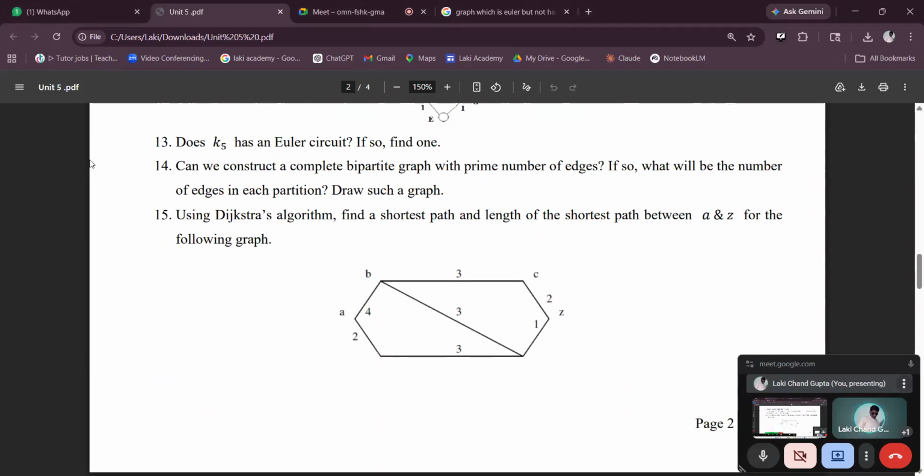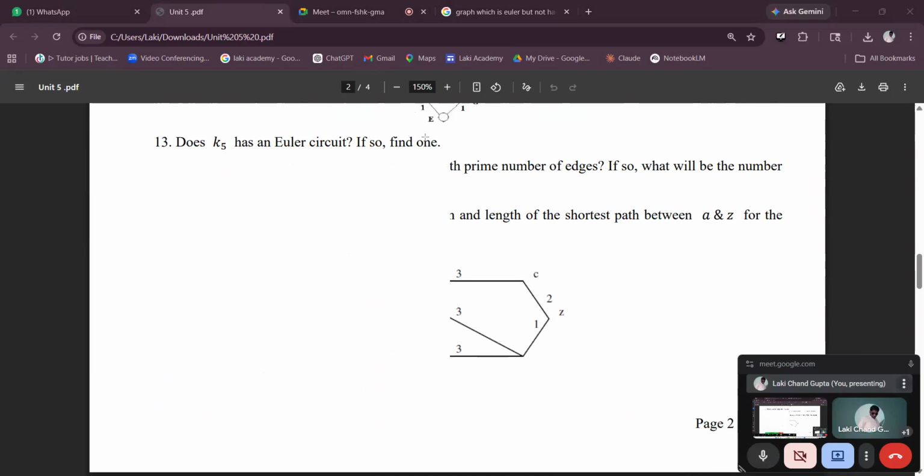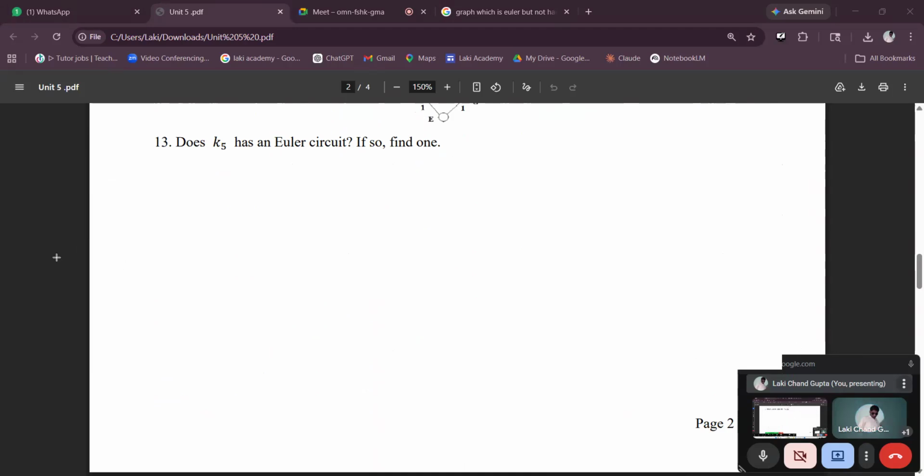Is K5 an Eulerian circuit? K5 means what? A complete graph of 5 vertices, right?